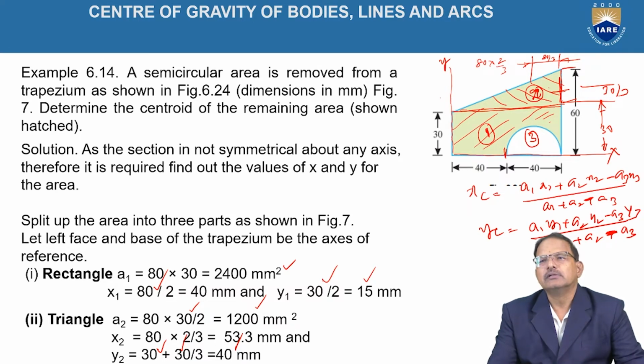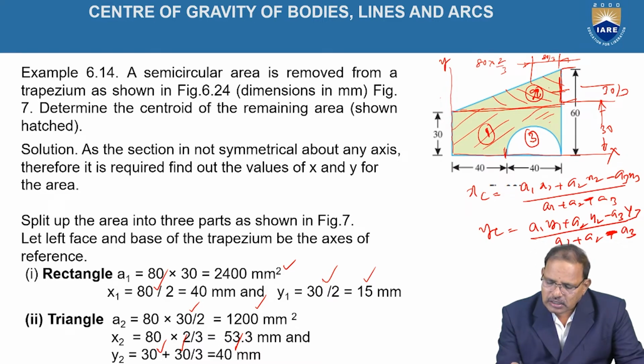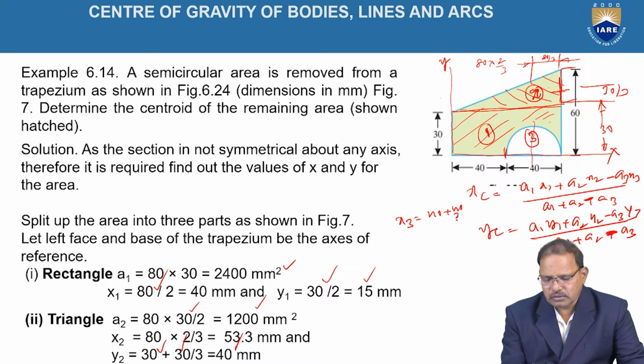And the third one, the semicircle. The area of the semicircle is equal to half of pi r square. The center of gravity of the semicircle lies on its line of symmetry. Hence x3 is equal to 40 plus 40 by 2, which is equal to 40 plus 20, that is 60 mm. y3 is the position of the centroid with respect to the x-axis, which is given by 3r by 4 pi.